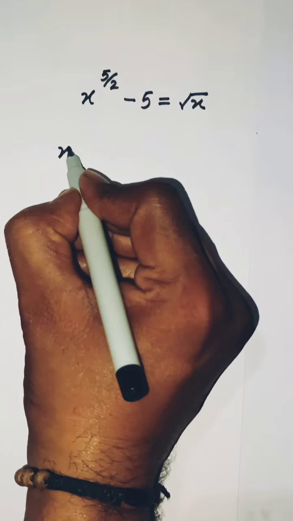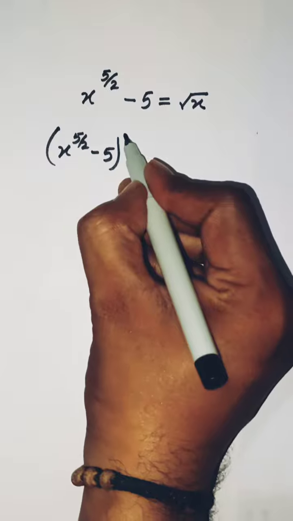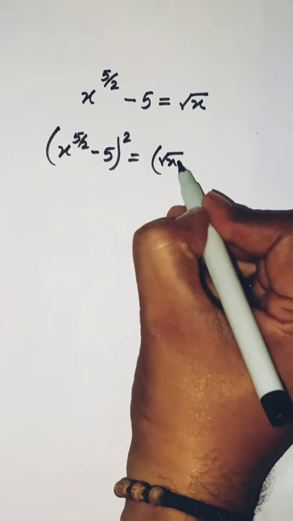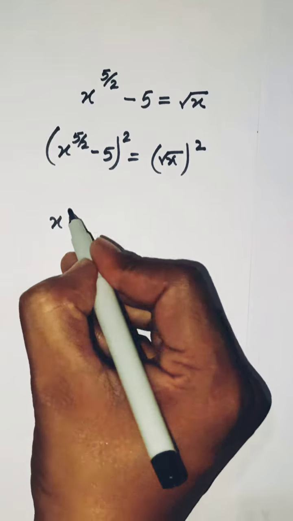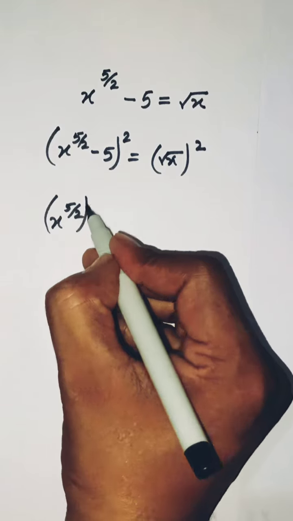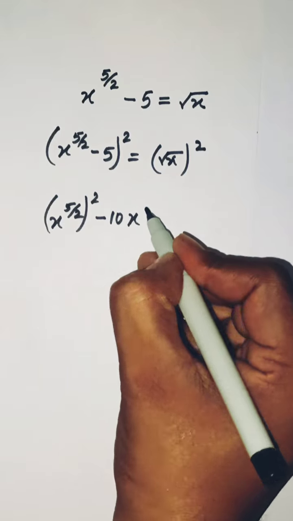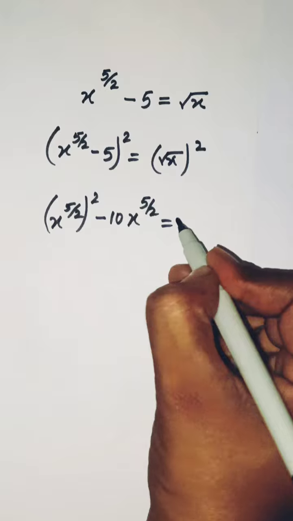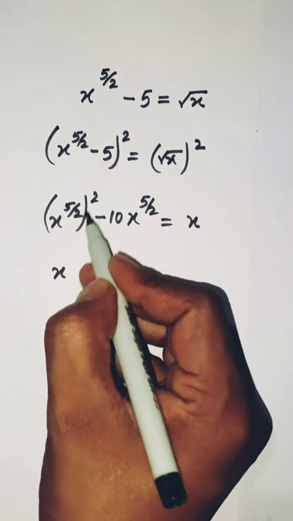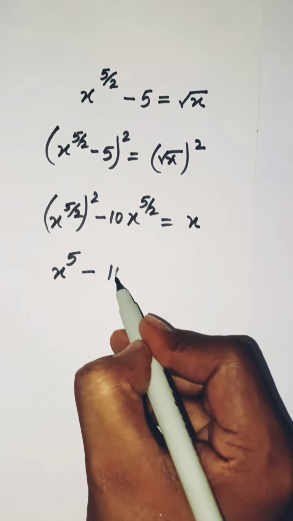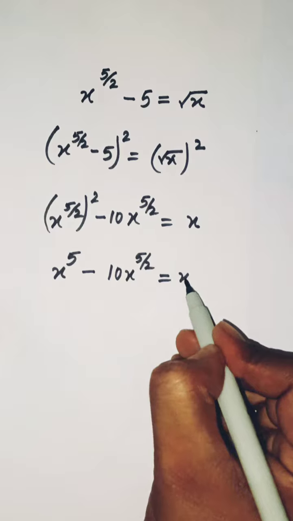So I'll be having (x to the power 5/2 minus 5) squared, and then (root x) squared. This will be split in terms: (x to the power 5/2) squared, then minus 10 x to the power 5/2, and then plus 25, is equal to x. Now x to the power 5/2 and 2 will multiply, so we have x to the power 5 minus 10 x to the power 5/2 and we have here x.